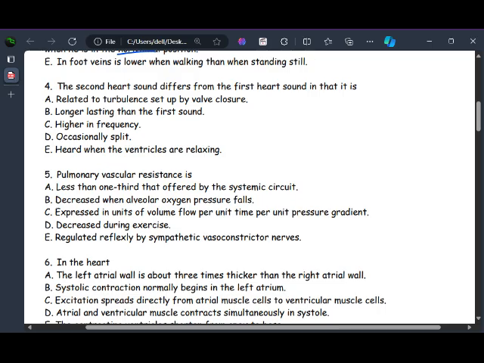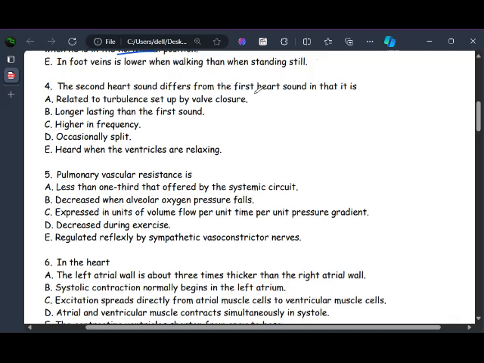Yes, so number 4, the second heart sound differs from the first heart sound in that it is A, related to turbulence set up by valve closure. Is that true? Yes, but is that why it's different from the first? We are comparing the first and second heart sounds. If we say the second heart sound is related to turbulence set up by valve closure, we are saying that does not happen in the first heart sound. So please understand the question in that manner.